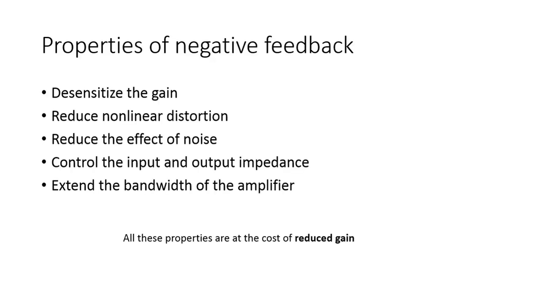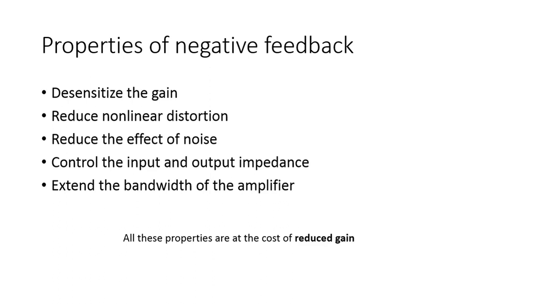So, these are few of the properties of negative feedback. First one is desensitize the gain, which means that, as you all know, gain is sensitive to temperature. So, any variation in the temperature changes the gain. Because of this negative feedback, gain is less sensitive to the variation in the temperature. Second one is to reduce the nonlinear distortion. Reducing the nonlinear distortion means the output is proportional to the input, which means that the gain is a constant, which is independent of the signal level. Any changes in the signal level, the gain will remain constant.